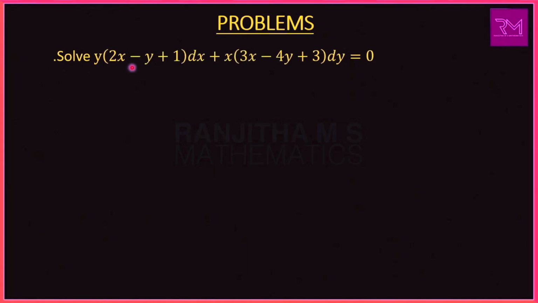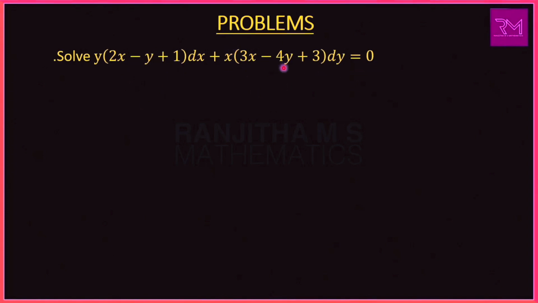Solve y(2x - y + 1) dx + x(3x - 4y + 3) dy = 0. Observe carefully, this is an equation of the form M dx + N dy = 0.